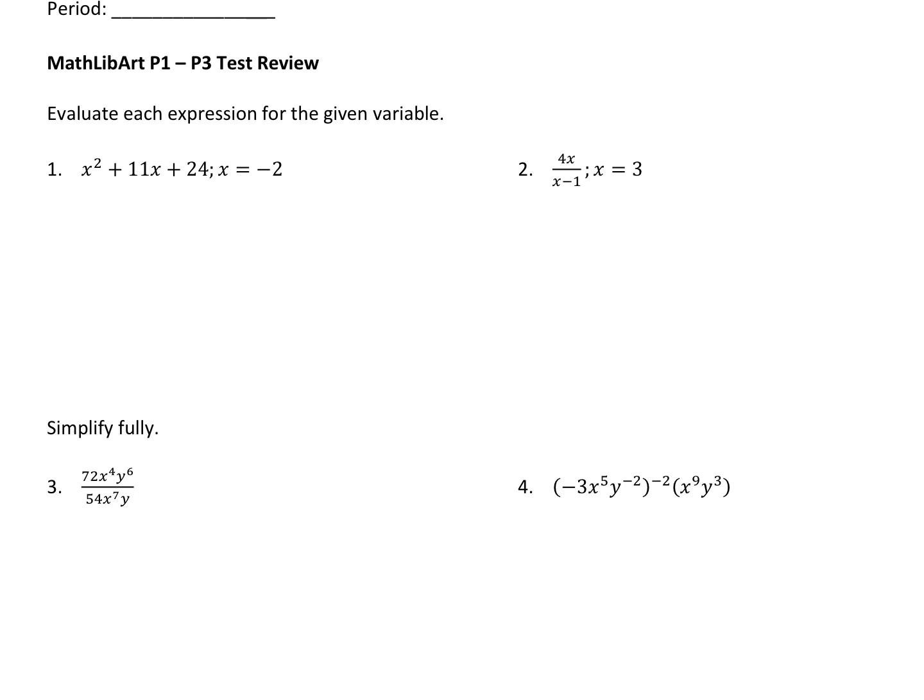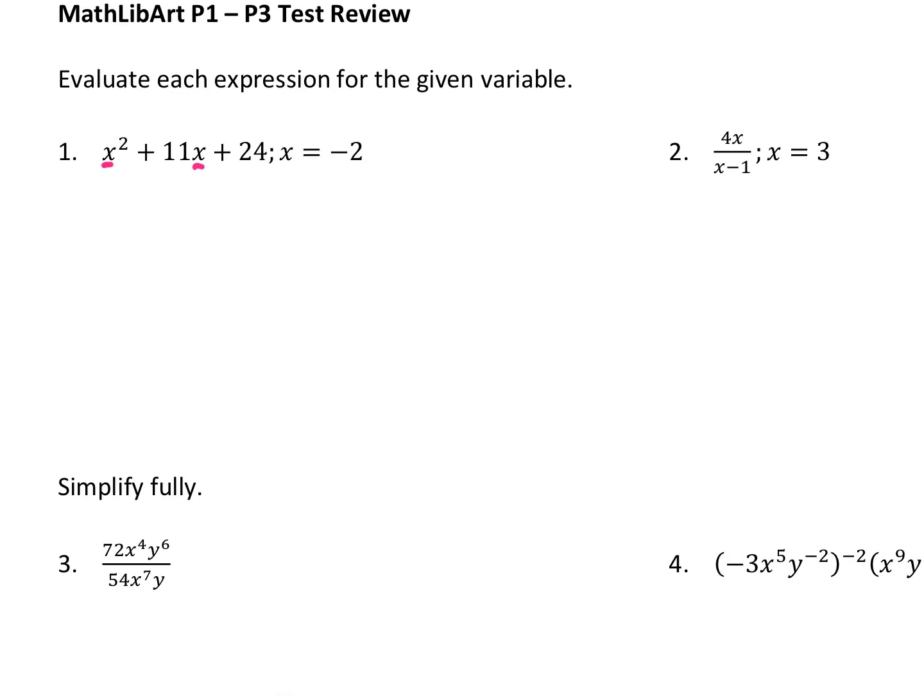The first section in your review tells you to evaluate each expression for the given variable. So we're plugging in the variable wherever we see it and then simplifying. For number 1, we have x squared plus 11x plus 24, where x is equal to -2. So anywhere we see that x, we're going to plug in that -2. So that means that we're going to have -2 squared plus 11 times -2 plus 24.